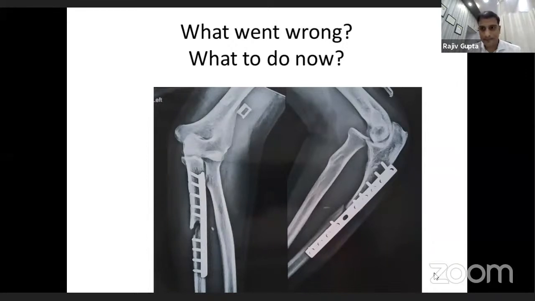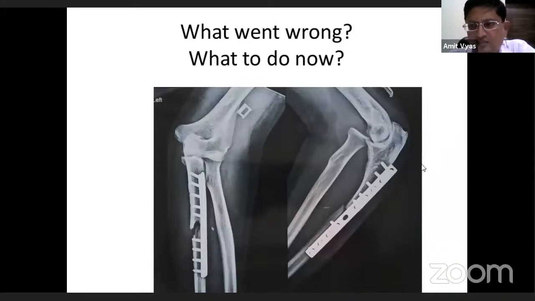Okay. Madam, Purnima Patni, madam, would you like to comment at this stage on what's next, what we should do? Because now it is 6 weeks, elbow range is not improving, and the patient is having a stiff elbow. Madam, please unmute yourself. Yes.